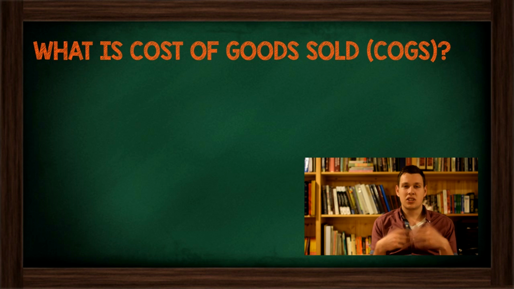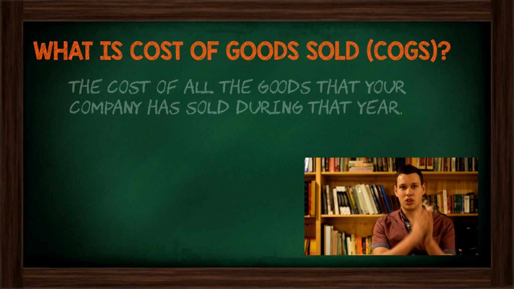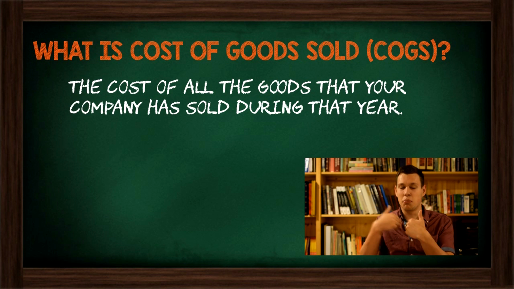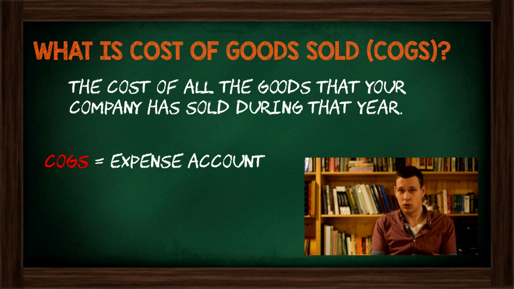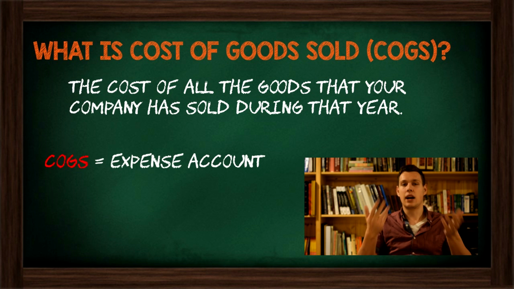Okay, so what is cost of goods sold? Cost of goods sold is exactly what it sounds like, right? It simply represents the cost of all the goods that your company has sold during that year. Okay, very straightforward. So as you can tell, it's a cost. Therefore, it is an expense account. Okay, so how is it calculated?